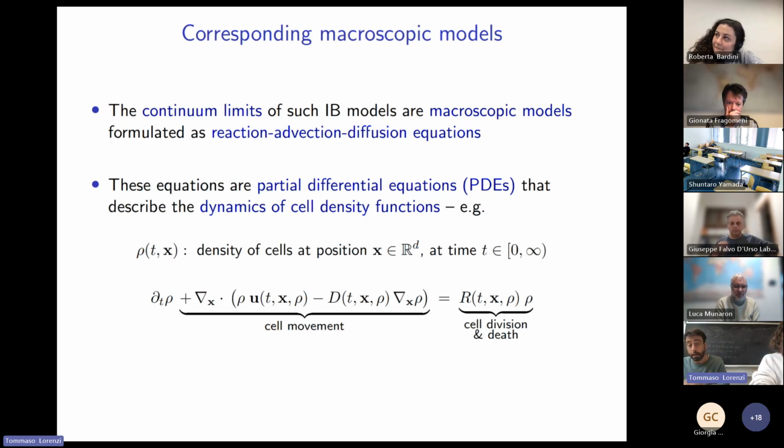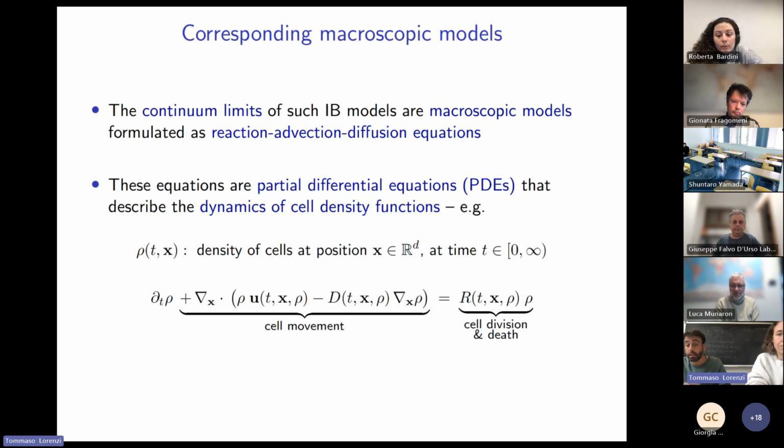So the previous class of models describes the dynamics of single cells, and so in a sense provides a microscopic level description of cell dynamics, whereas the type of models that we consider here, upon this upscaling, describe the macroscopic level dynamics of the cells, in the sense that we look at the spatial dynamics of the cell population.